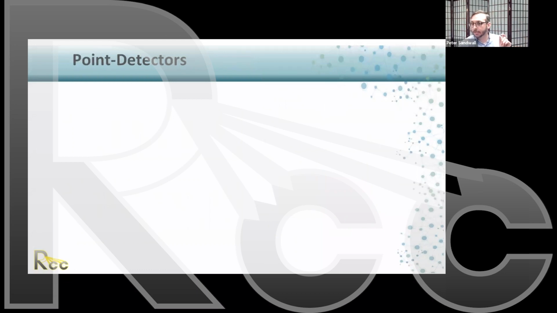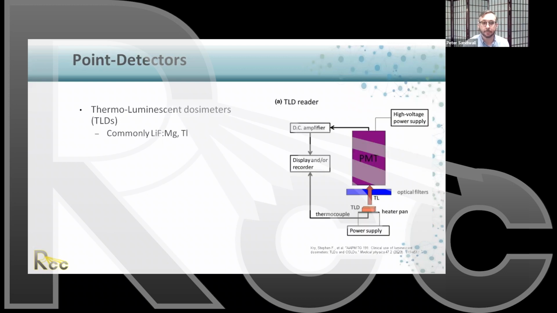I call them point detectors, but they are a small volume. TLDs are the most well studied. They've been used for years. They use this principle in archaeology, which is kind of cool. They're commonly little chips made of lithium fluoride doped with magnesium and thallium.